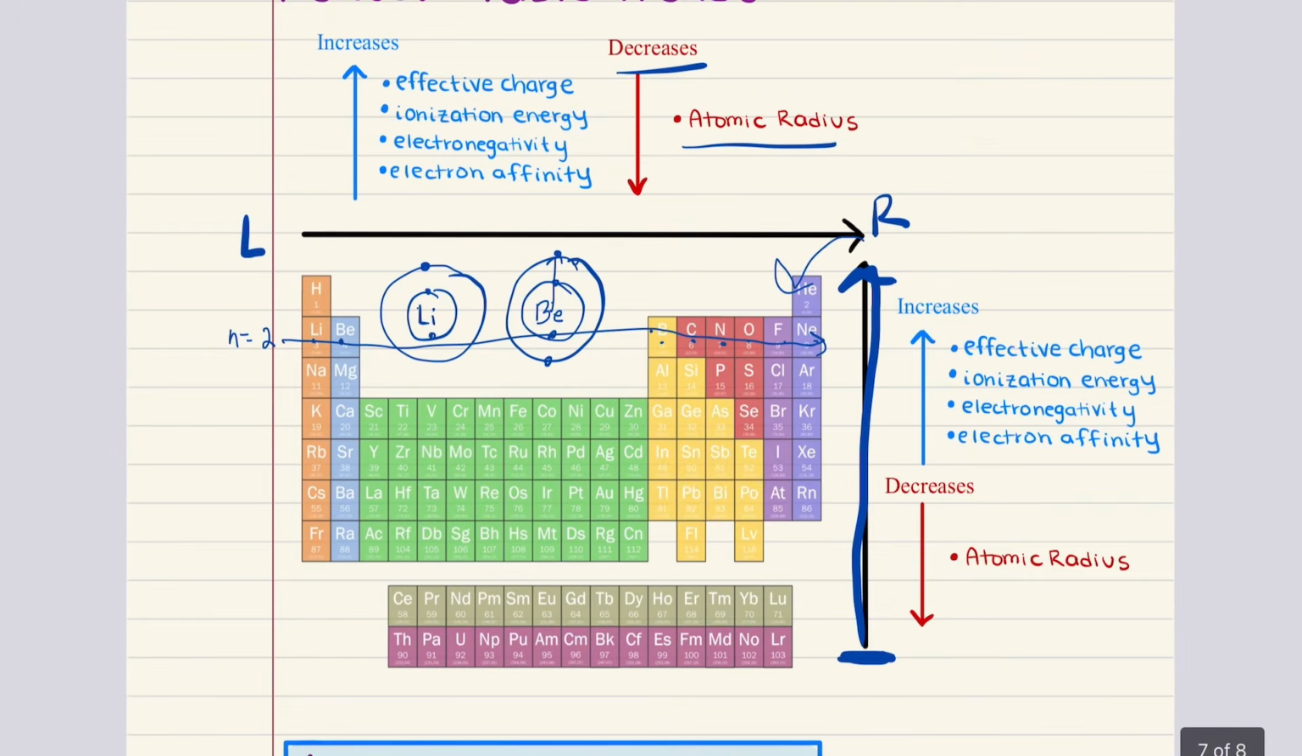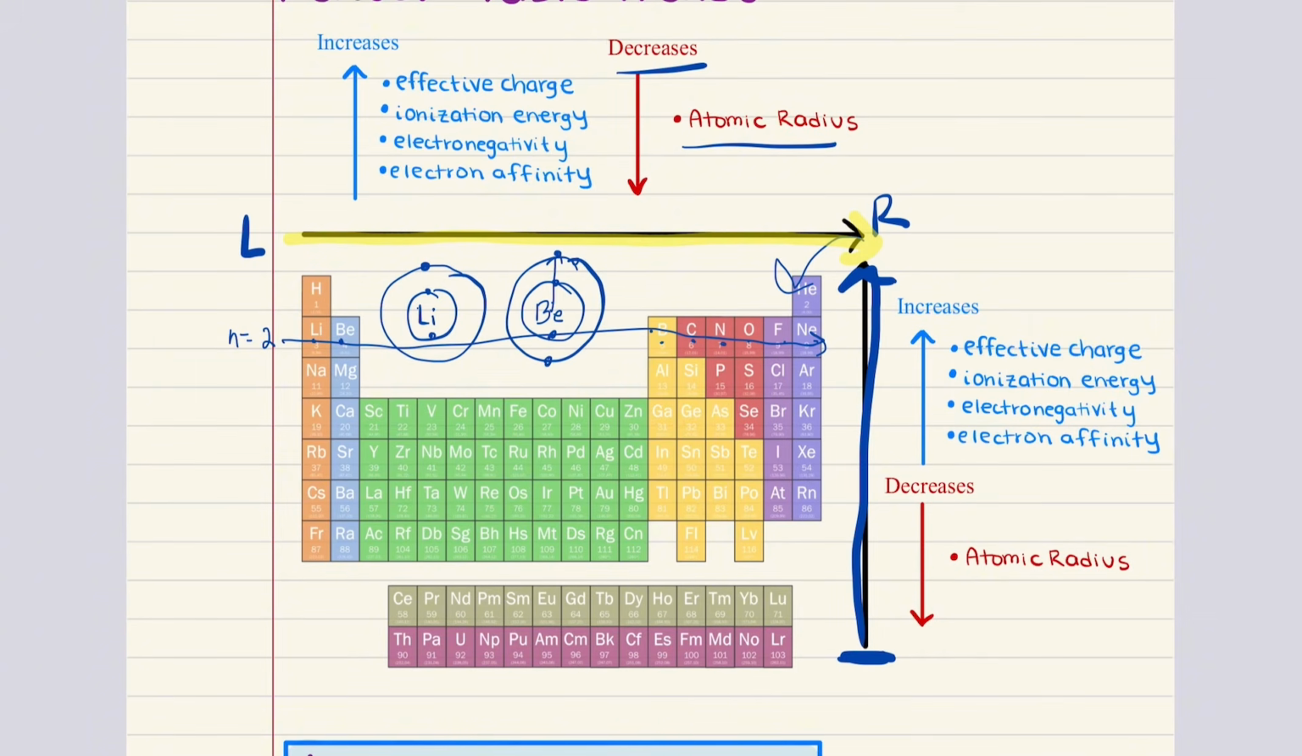So the question is, first and foremost, what is the trend for effective nuclear charge going from the left all the way to the right? Effective nuclear charge is going to increase. As you move across a period, the number of protons in the nucleus increases, leading to a higher nuclear charge. And since additional electrons are added to the same energy level and do not significantly increase shielding, the positive charge felt by the valence electrons increases as you move from left to right, resulting in a higher effective nuclear charge.